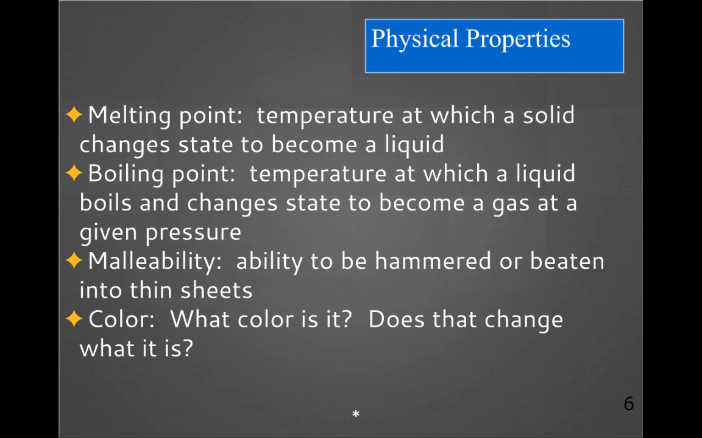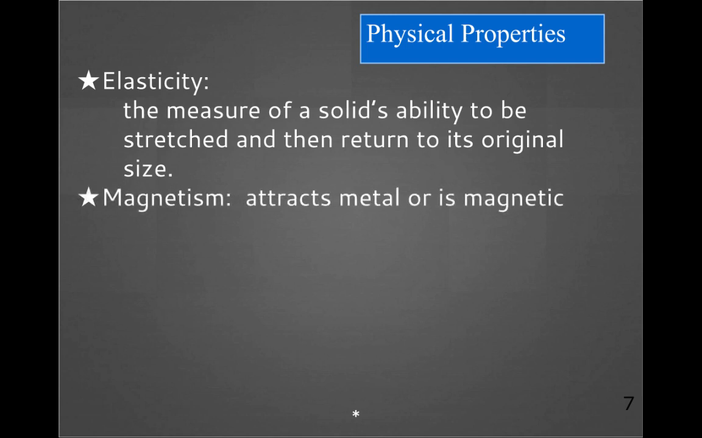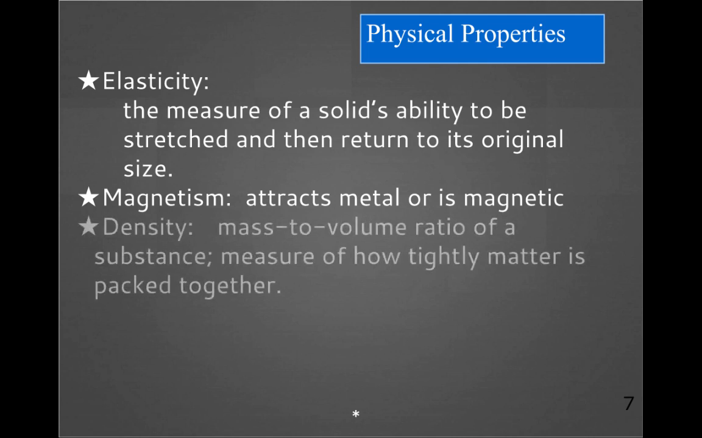Color. What color is it? Does that change what it is? If I dye my mashed potatoes green, are they still mashed potatoes? The answer is yes. Elasticity is the measure of a solid's ability to be stretched and then return to its original size. This is why your socks have elastic in them. Magnetism attracts metal or is magnetic.